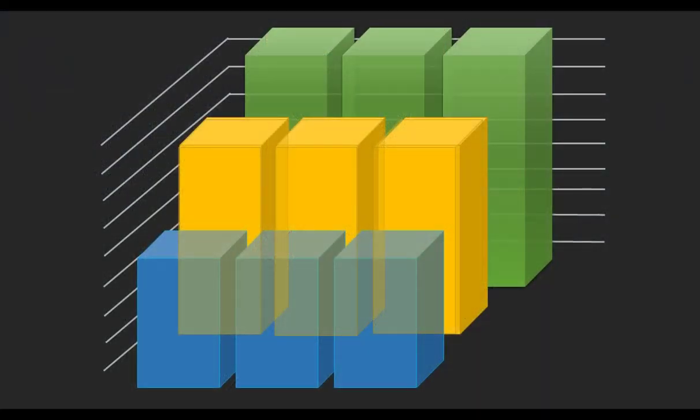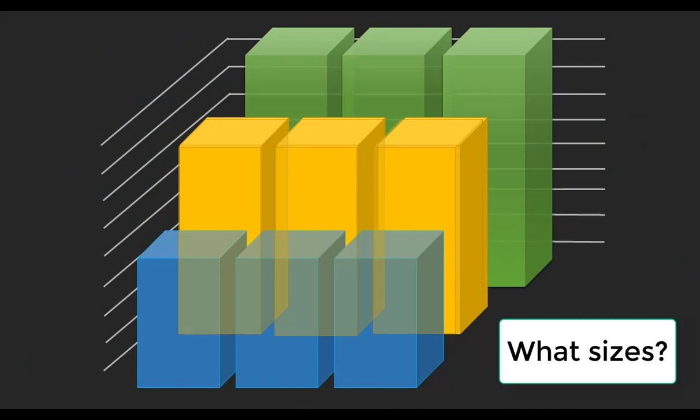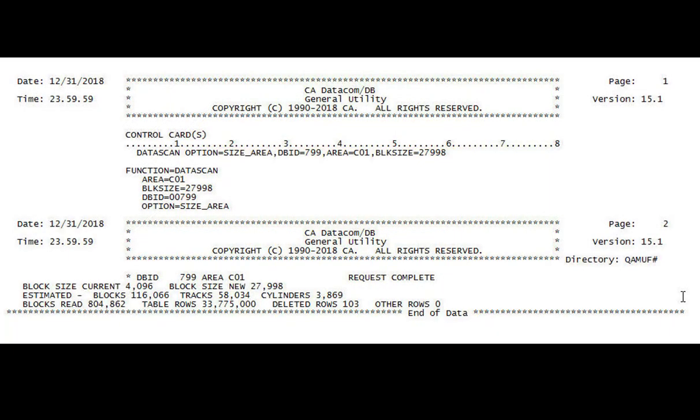It turns out that most sites will settle on 2 to 4 different block sizes, but what should those block sizes be? Here's where upgrading to CA Datacom DB 15.1 can really help you. CADB Utility contains an analysis function called DataScan Size Area that will help you make good decisions on block sizes.